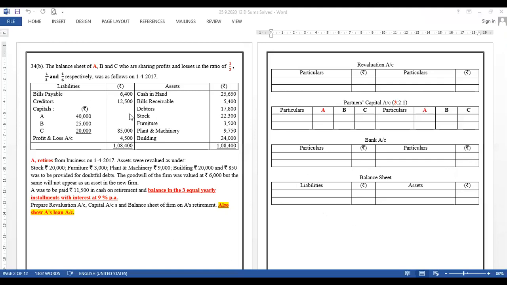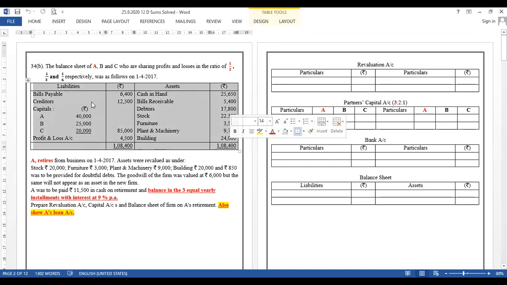The balance sheet of A, B and C, who are sharing profits and losses in the ratio of 1/2, 1/3, and 1/6 respectively, was as follows on 1st of April. The balance sheet is given to us. Bills payable, creditors, capitals can be seen. Profit and loss can be seen. On the asset side, cash in hand and remaining assets are there.